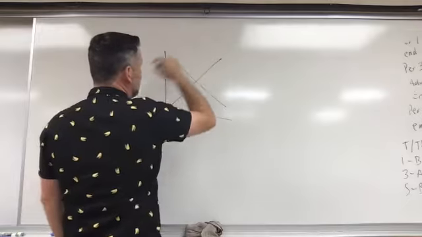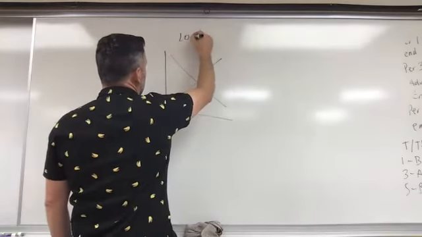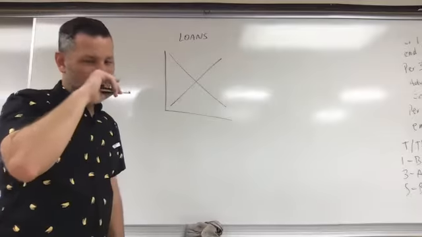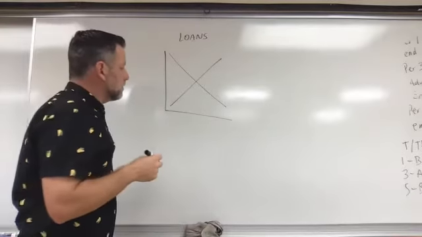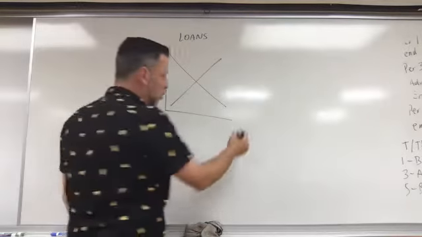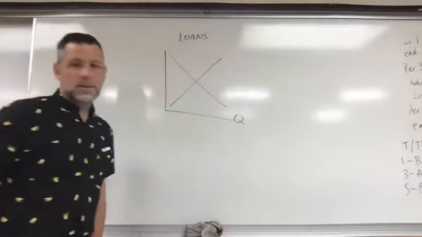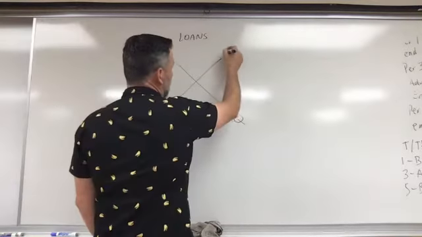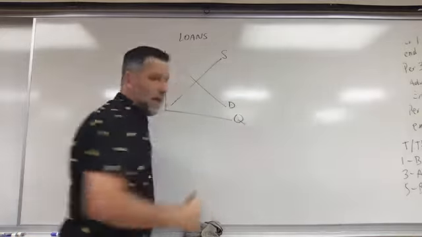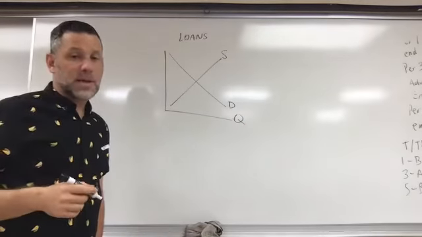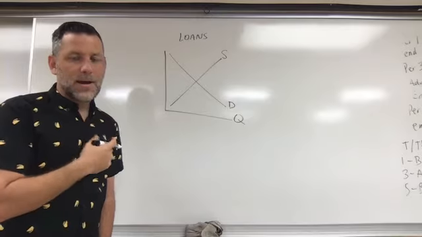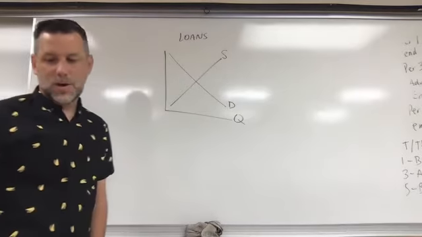And we're going to label this loans, or you can label it loanable funds. All right. So our x-axis is going to be quantity. So that's nothing too special. We're going to label these curves supply and demand. And oftentimes what you'll see on the AP test, you might see this, or it really helps students to draw it like this.